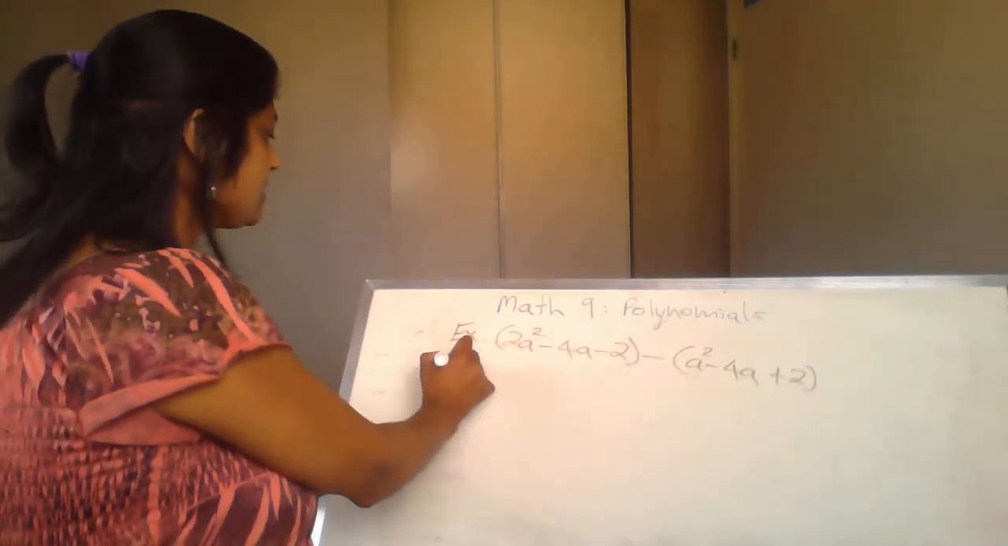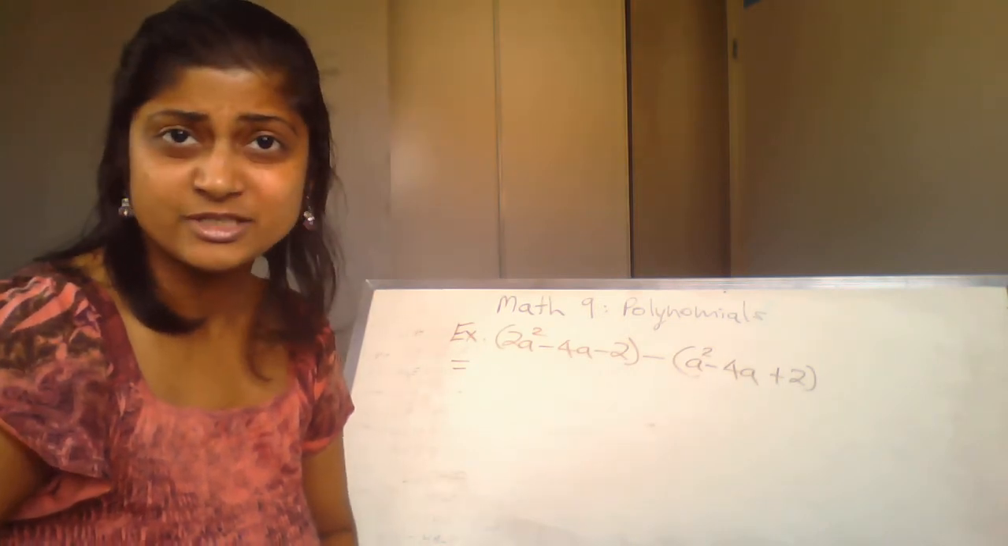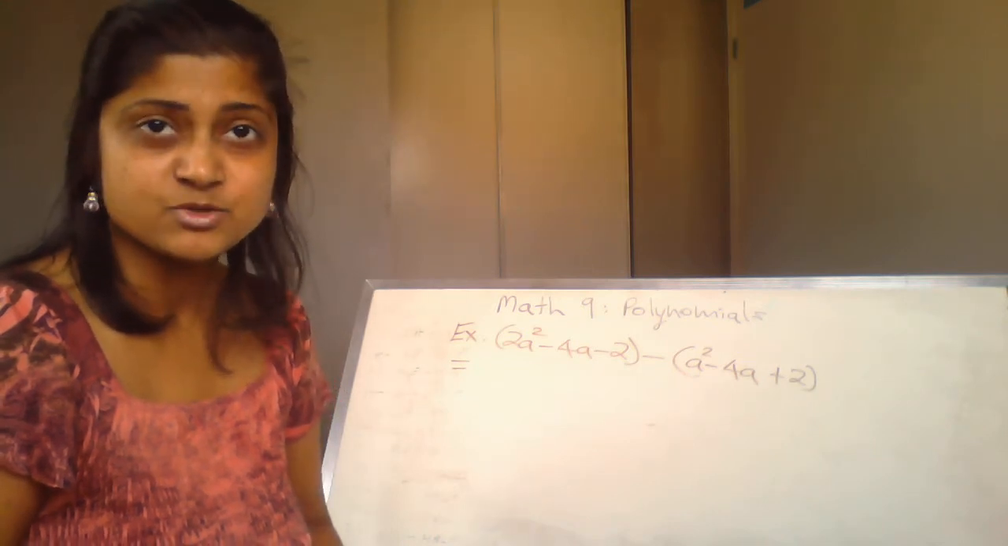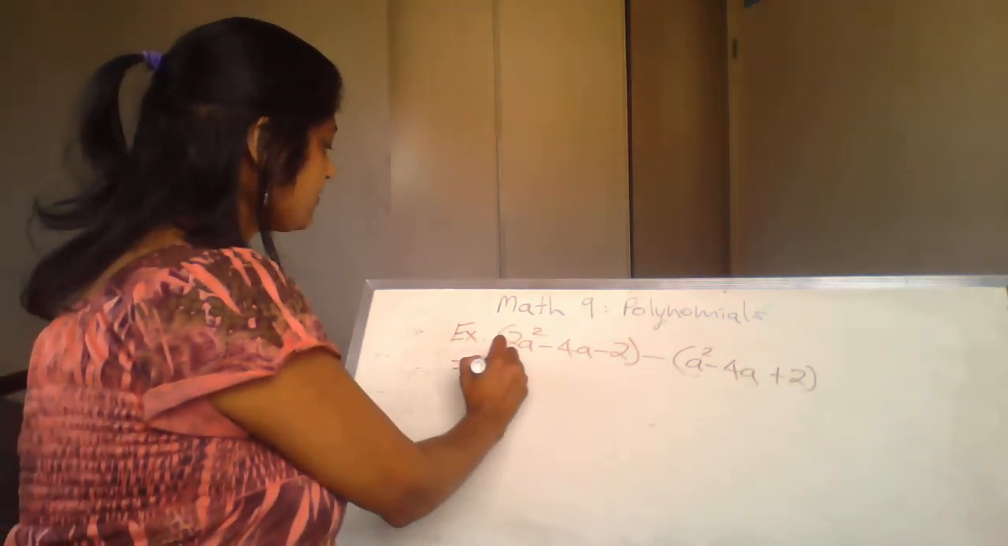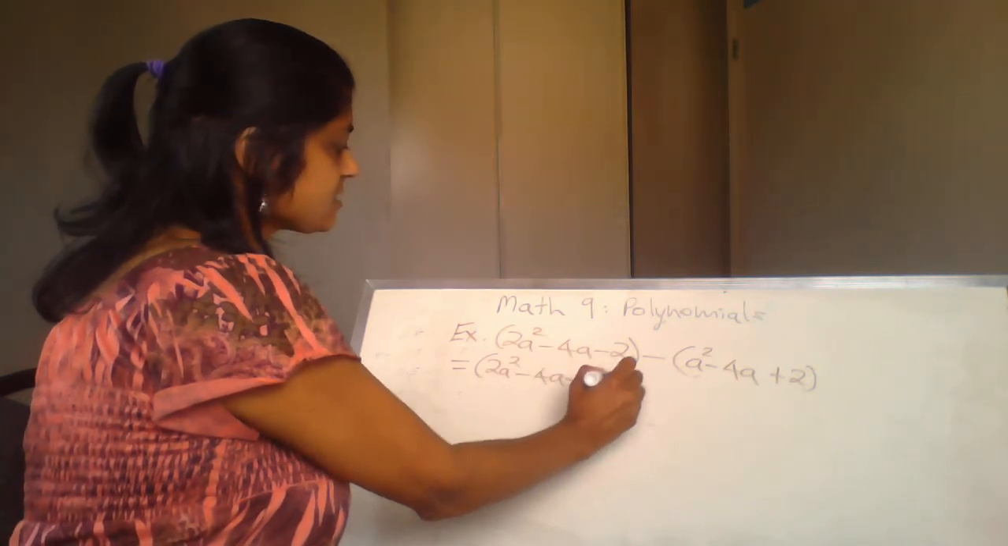Okay, so say it's something like this. So I can see like the 2 polynomials are very similar here. And again, we're going to use the same method that we have been doing right now. So let's keep the first bracket the same. So 2a squared minus 4a minus 2.